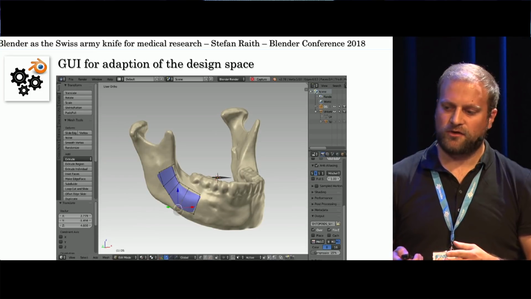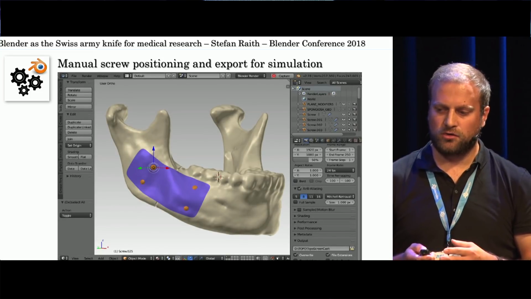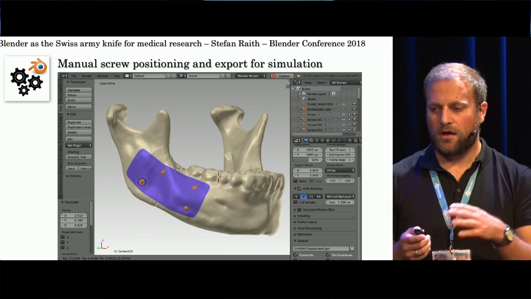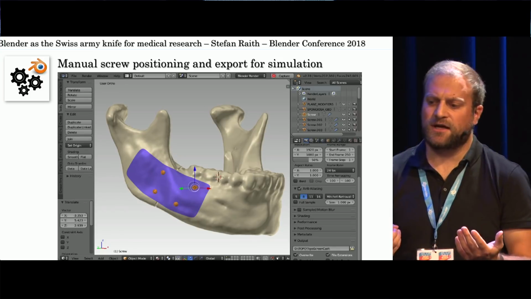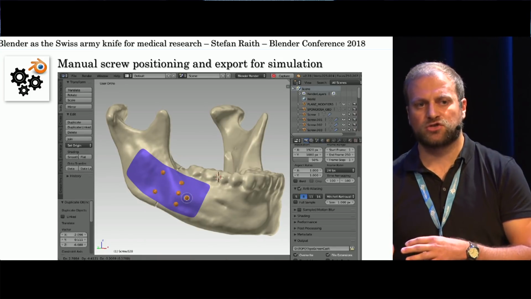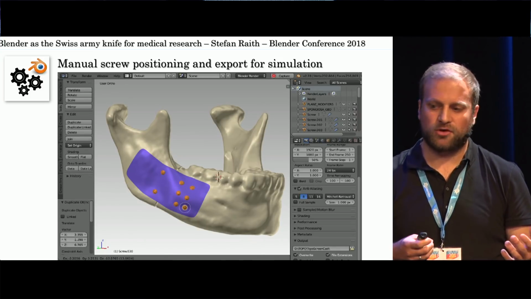And then we also offer a tool to position the screws according to the needs of the surgeons, because this is intended to be a tool that is used by surgeons, not by Blender experts. Yeah?